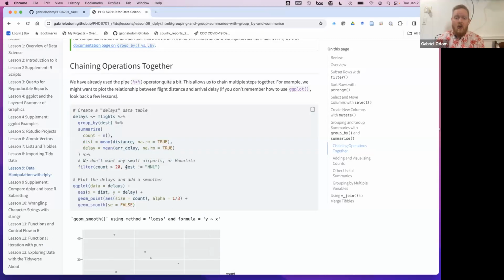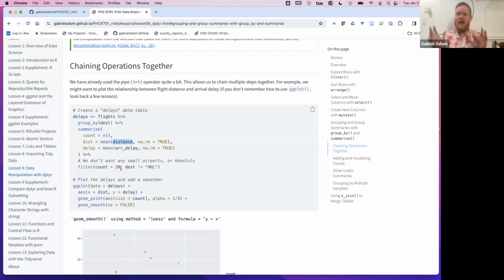We said Honolulu is just off on its own. It's literally on an island, far away from the continental United States. So we don't want it in our analyses, because the distance is going to be way farther than everything else. Also, we don't want really tiny airports. If a small private plane flew from New York to some tiny airfield in the middle of Rhode Island, that's probably a charter flight, some rich person's private jet, and they can have whatever delay they want because they own the plane. So that really shouldn't factor into our analysis.